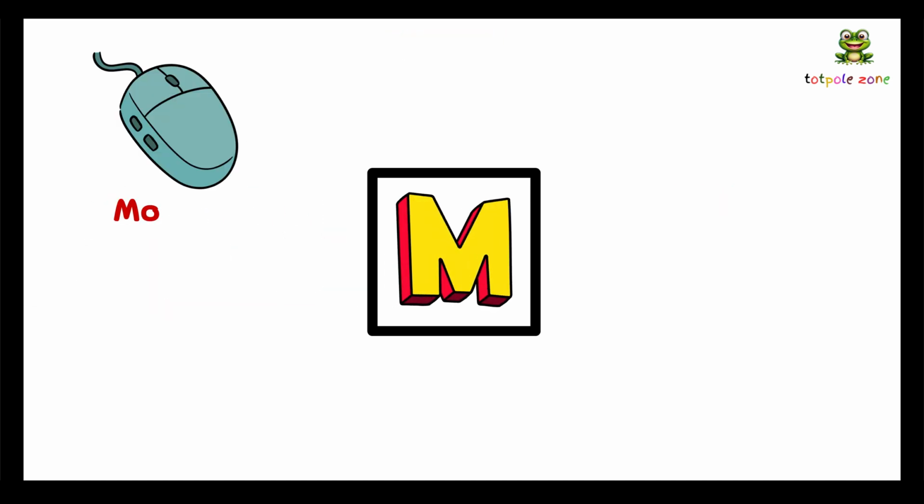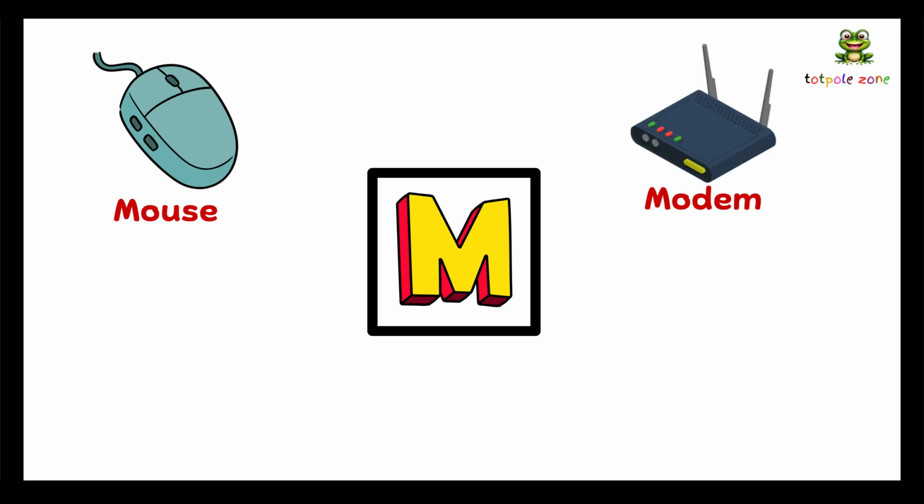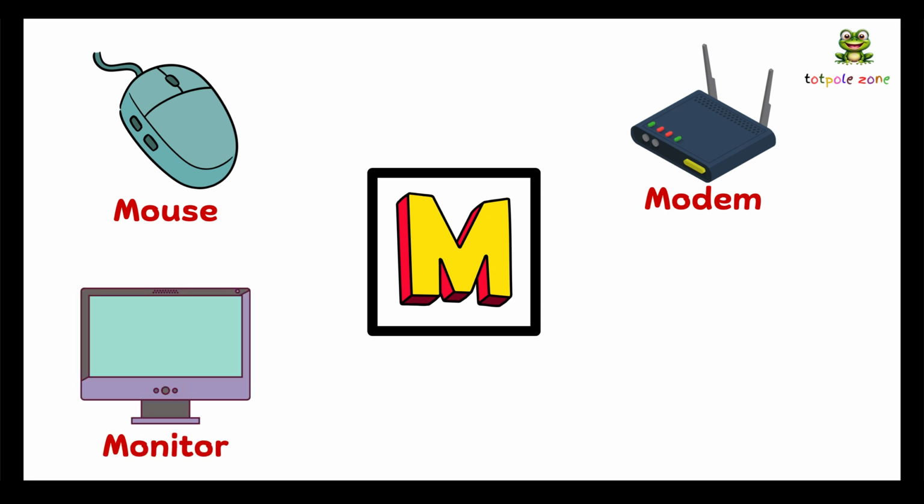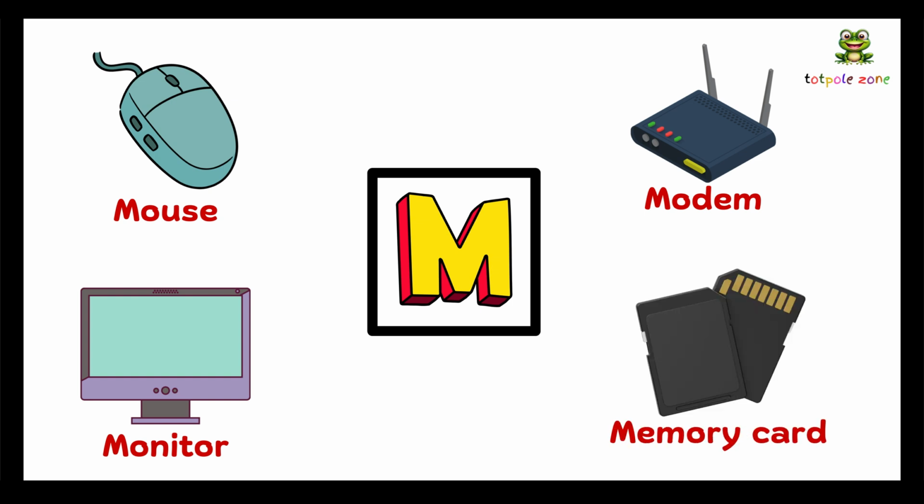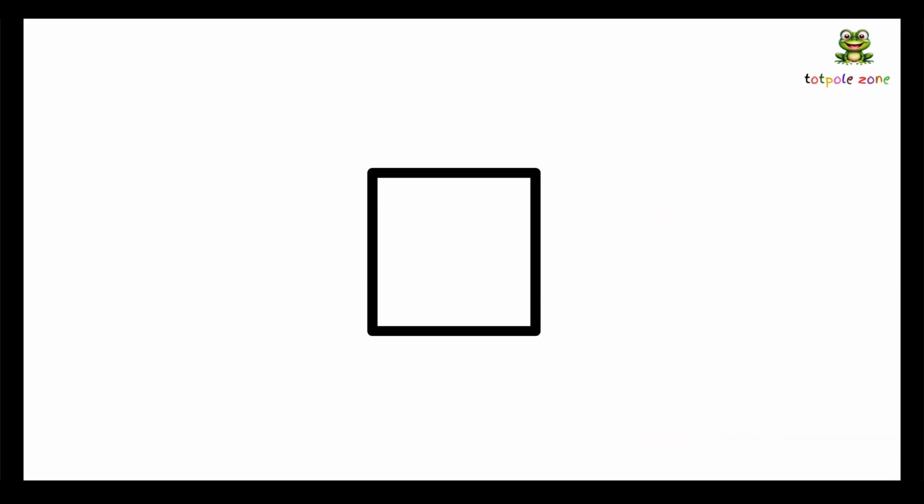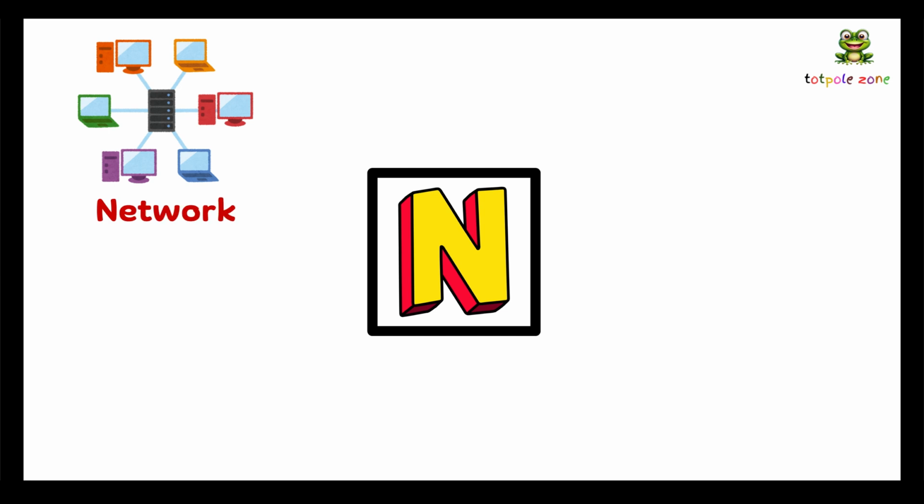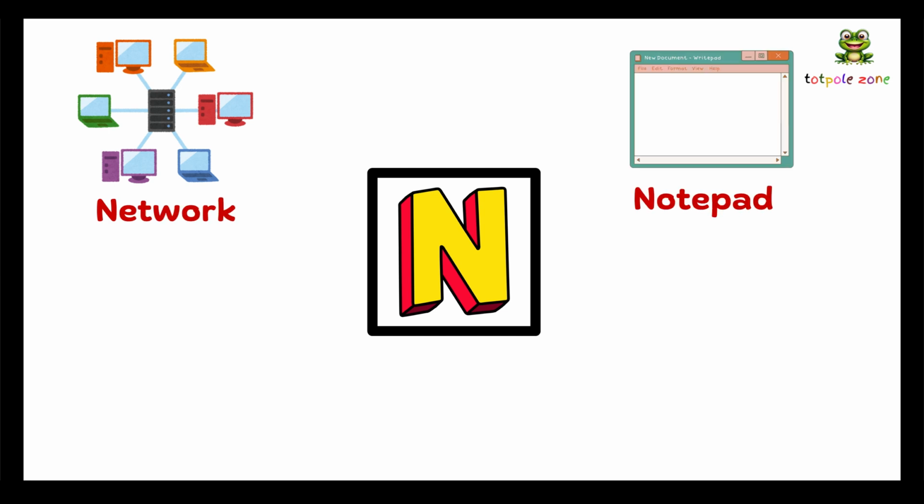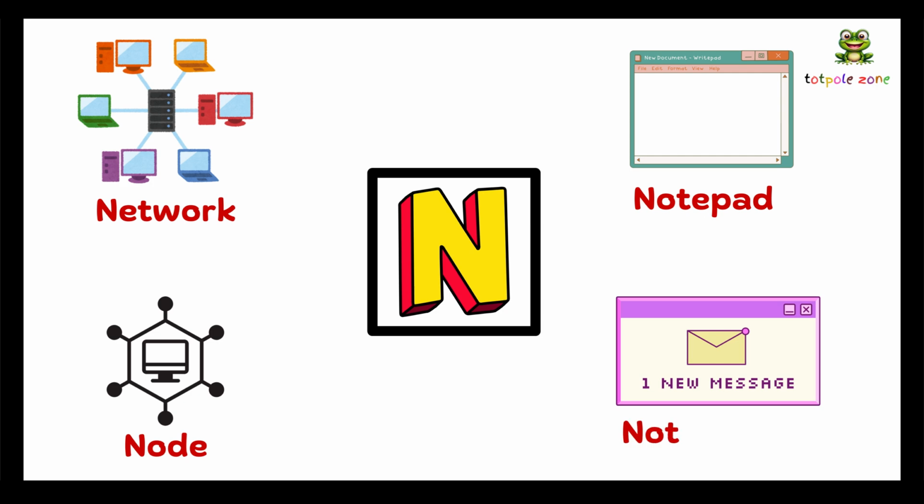M for mouse. M for modem. M for monitor. M for memory card. N for network. N for notepad. N for node. N for notification.